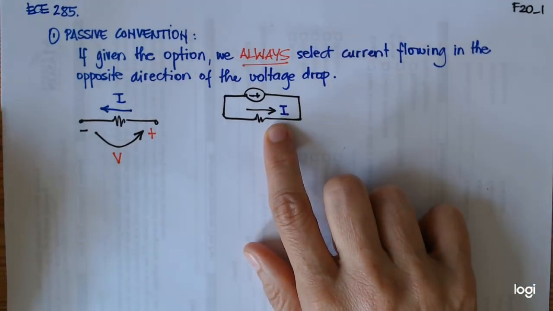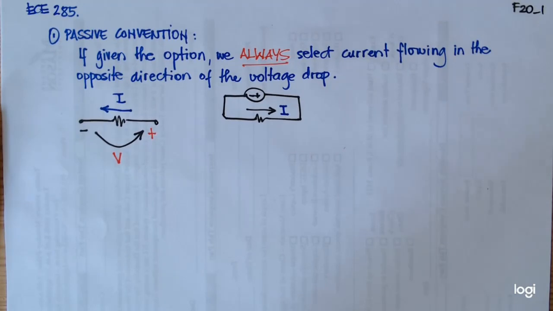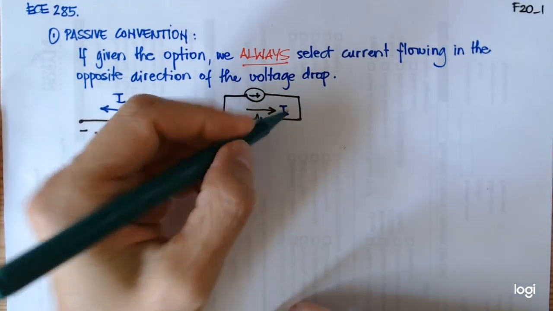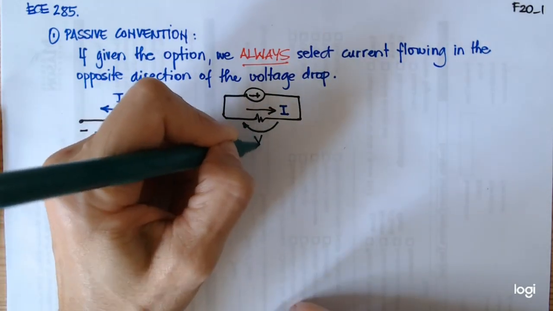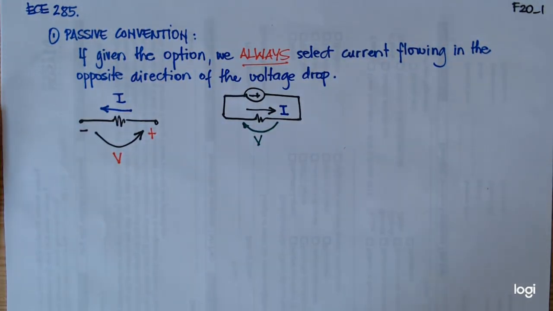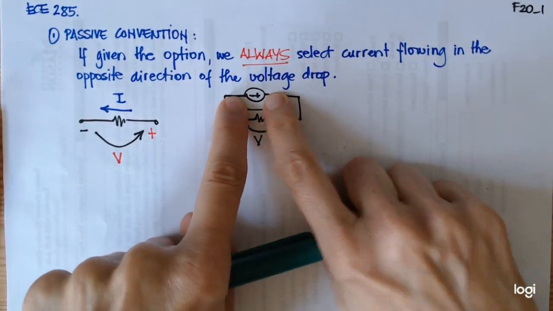Same way, if I give you the current and I'm asking you to draw the voltage drop for this current on this resistor, watch, the voltage drop is this way. And then obviously the circuit I am drawing here has the voltage from the battery the other way.